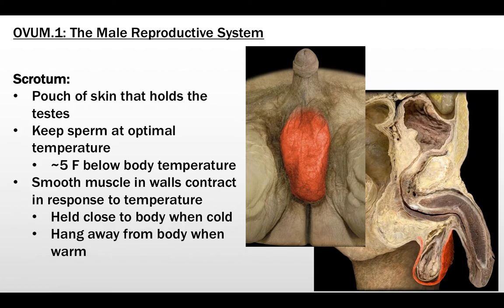So sperm wants to be about 5 degrees Fahrenheit below the normal human body temperature of 98.6. And so when a man is hot, his testes will hang out away from his body. And when he's cold, that muscle will contract a little bit and the testes will get pulled back in towards the body, ultimately trying to keep sperm at an optimal temperature.